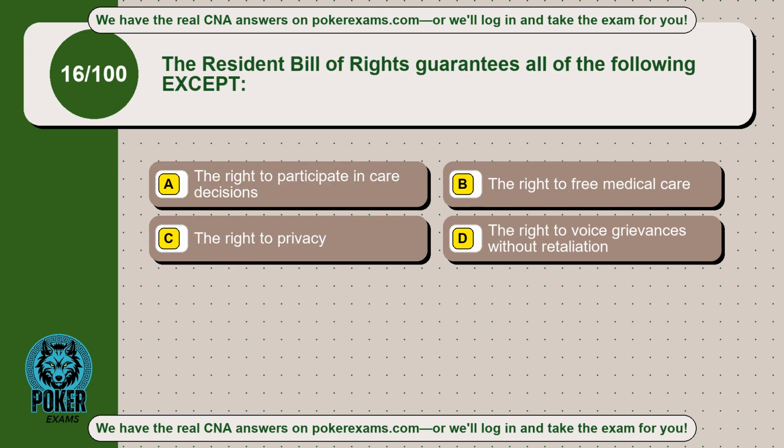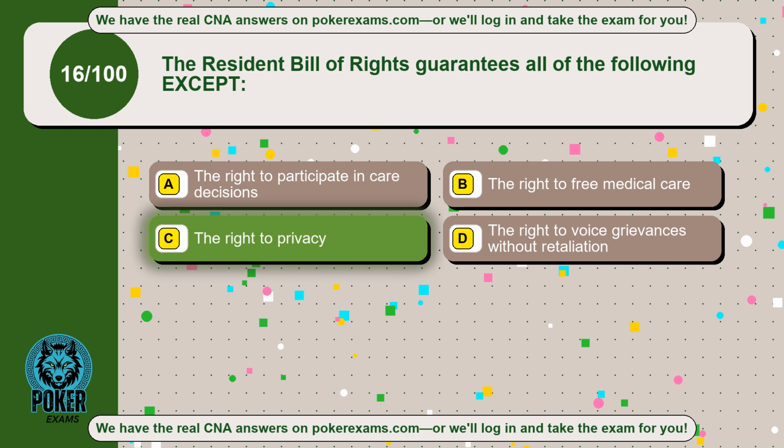Question 16. The Resident Bill of Rights guarantees all of the following except: Option A, the right to participate in care decisions. Option B, the right to free medical care. Option C, the right to privacy. Option D, the right to voice grievances without retaliation.